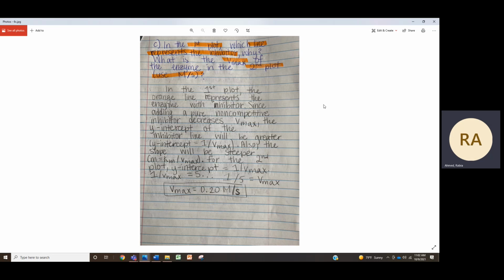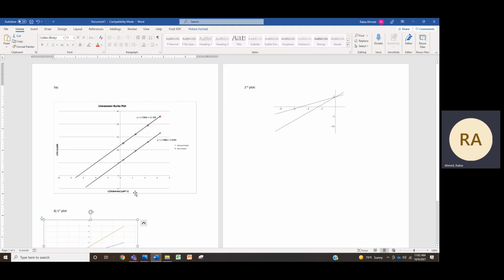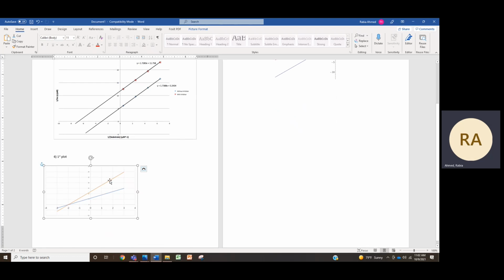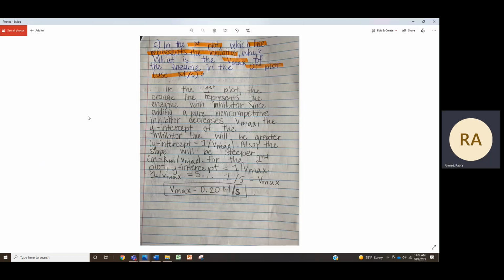So in the first plot, the orange line represents the enzyme with the inhibitor. And so I'll just show you that this is the orange line. Remember, it's steeper and it's higher for a non-competitive graph, and so it's going to be the inhibited line. So in the first plot, the orange line represents the enzyme with inhibitor. Since adding a pure non-competitive inhibitor decreases the Vmax, the y-intercept of the inhibitor line will be greater. Also, the slope will be steeper.